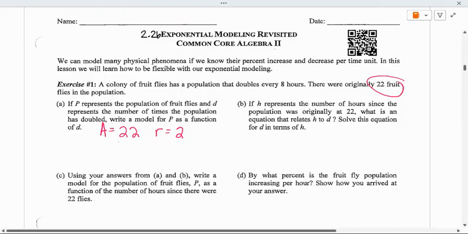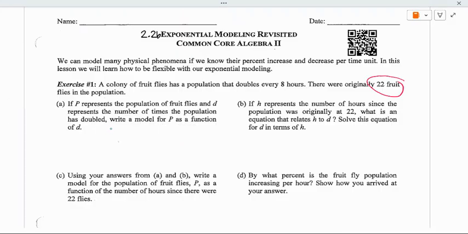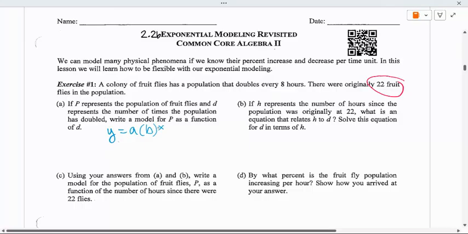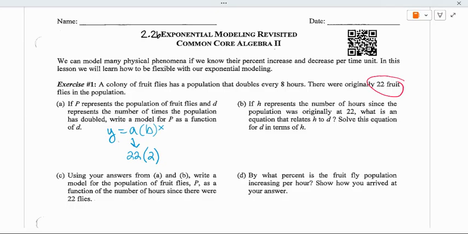We're actually going to write this as y equals a times b to the power of x. So our initial value is 22. Our multiplier, doubling, is 2. And how often does that double? It doubles every 8 hours. And we're writing that D, so we're going to use the variable D as our power.